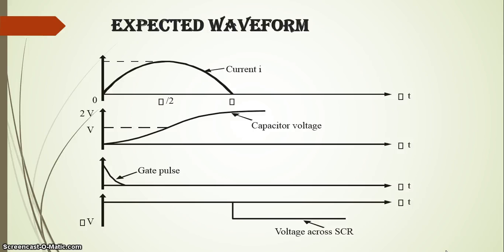It is an RLC circuit. The current in the circuit is sinusoidal in nature. The second waveform is the capacitor voltage. The voltage across the capacitor is twice the supply voltage at the time of turn off of the SCR. The last waveform is the voltage across the SCR.